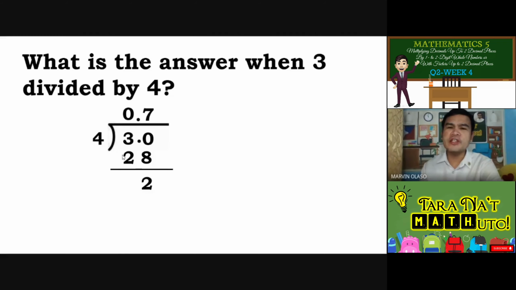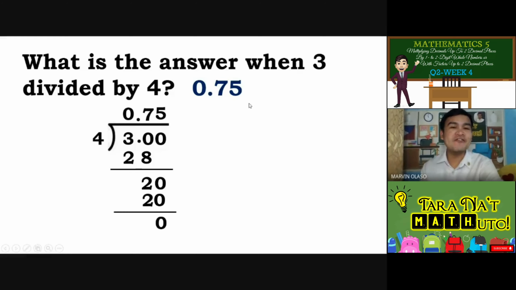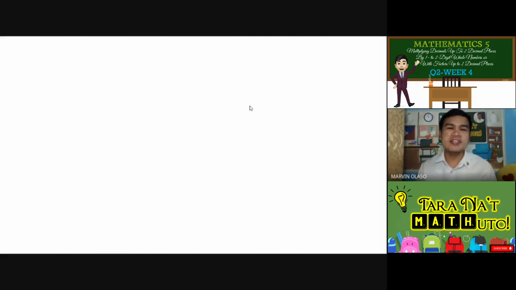Then continue. If there is a remainder, just continue dividing. We have 0. Right. So 20 divided by 4, now we have 5. Then 5 times 4, we have 20. So there is no remainder. Therefore, the answer, what's the answer when 3 divided by 4? The answer is 75 hundredths. Did you get it? All right. Again, congratulations. Now, let's have the final example.